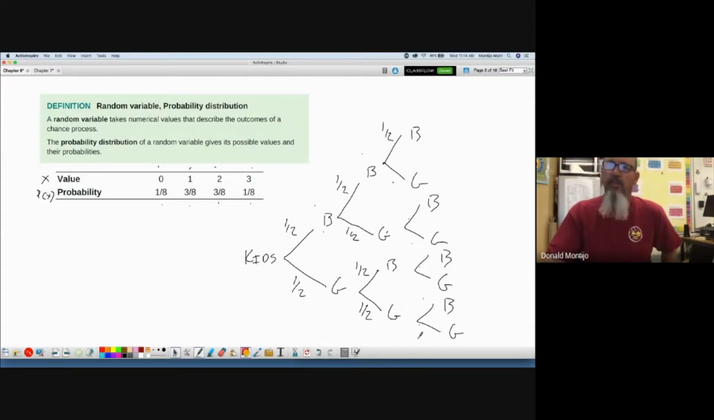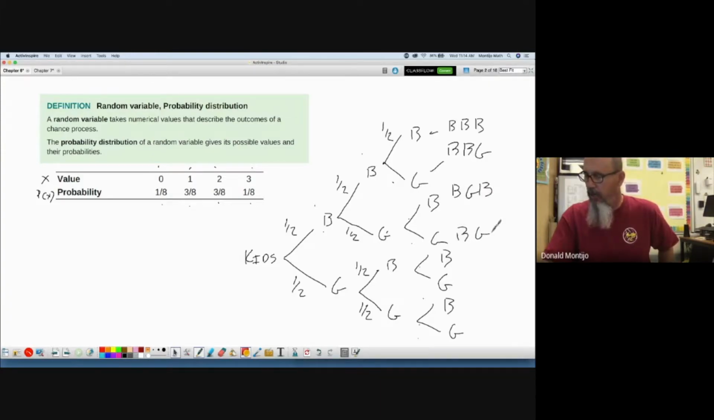So to find my sample space, or the list of all possible outcomes, I could have triple boy, I could have double boy girl, and that takes care of these two. I could have boy girl boy or boy double girl, or I could have a girl first and then a pair of boys, or a girl, a boy, and a girl, or girl, girl, boy, or triple girl.